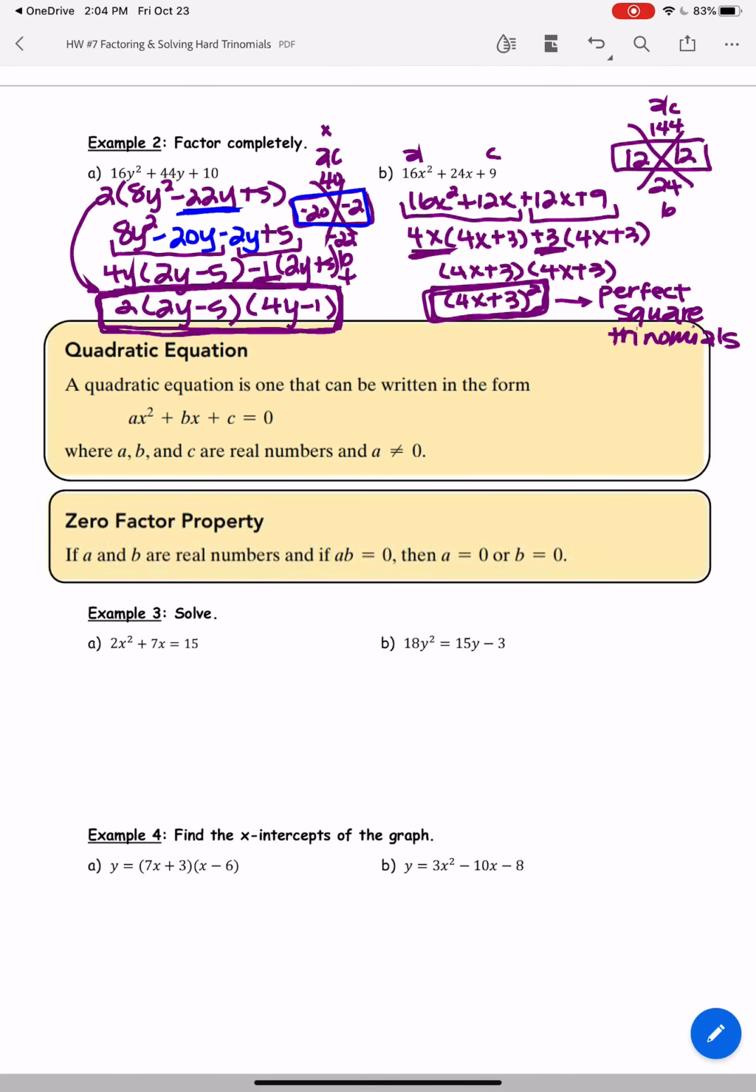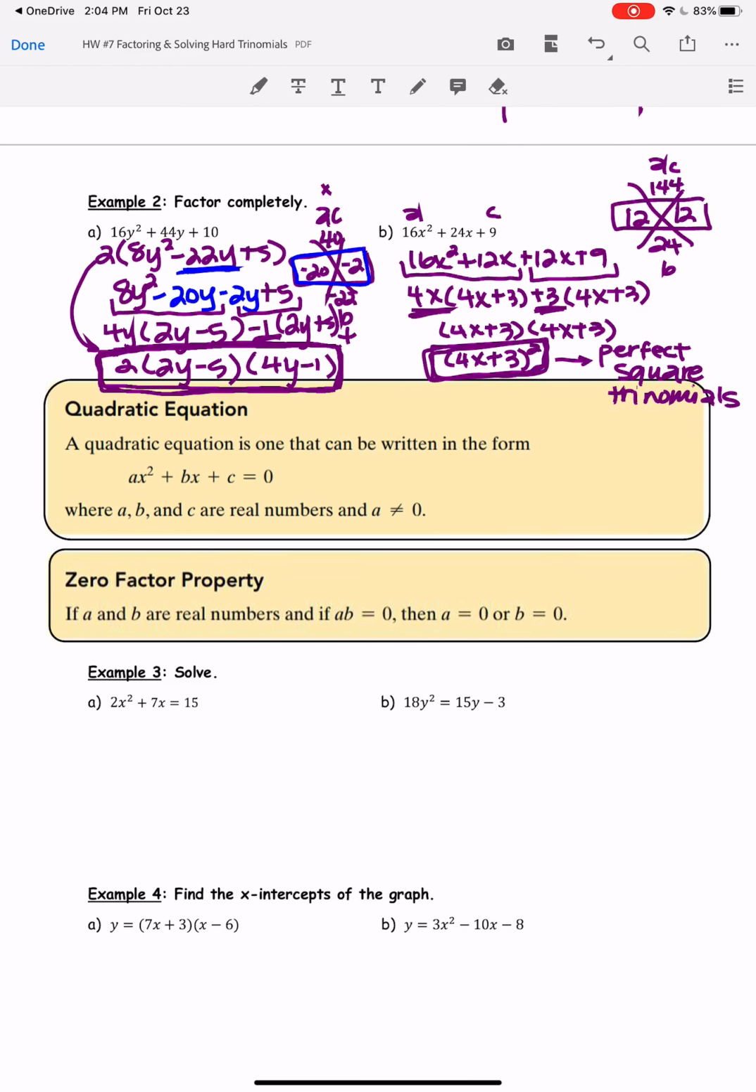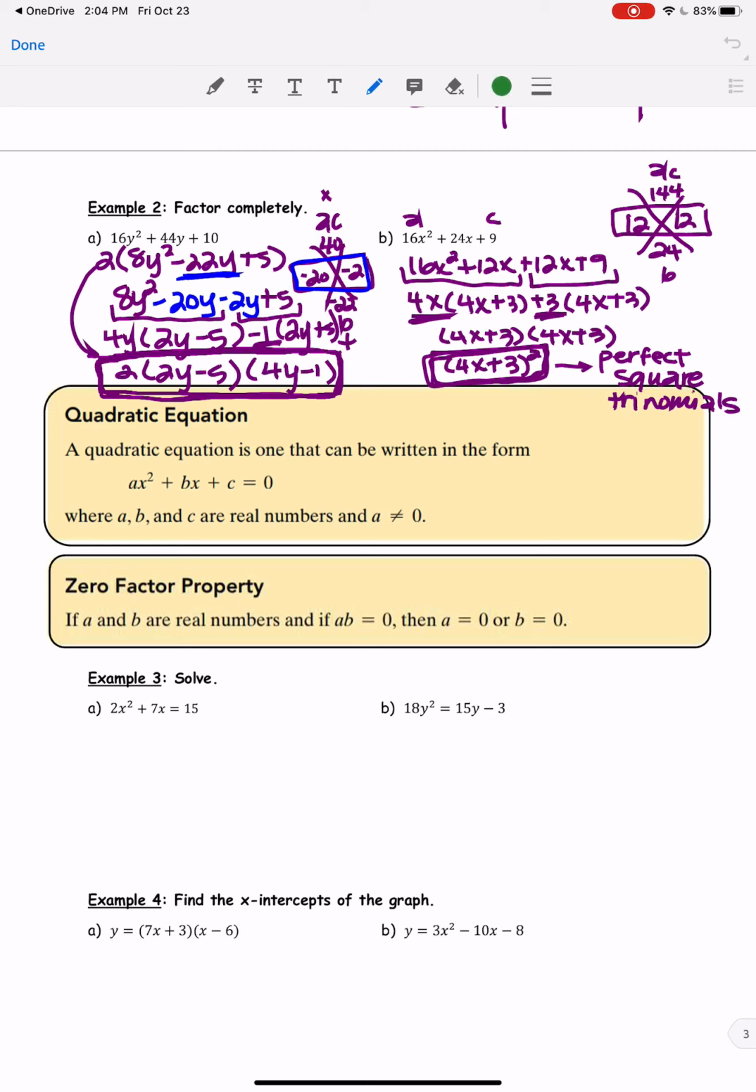Okay, we got 4 more, and they're both with solving. So, same thing as we've been doing. Step 1. Does your equation equal 0? Step 2. Do you have a GCF? Step 3. Factor. And then step 4, use your zero factor property.